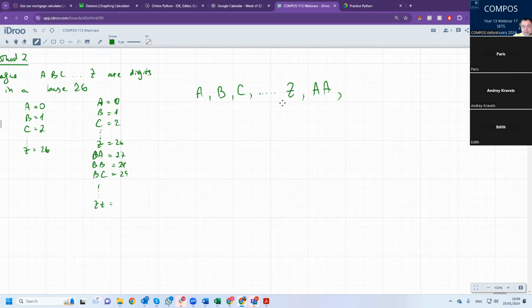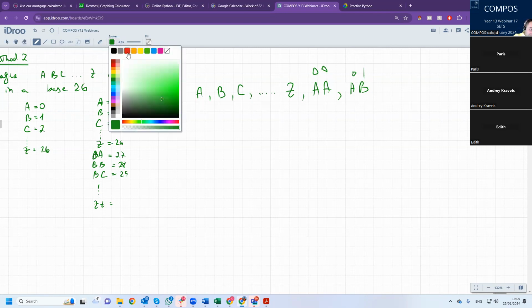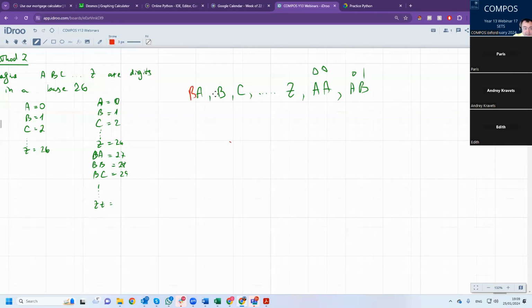The same problem as we had. This is 0, 0. AB, which is 0, 1. Normally, we don't write 0, 1. So what we do is we write a B. We add a B here, B to each of them.